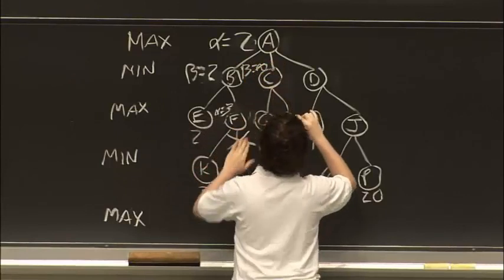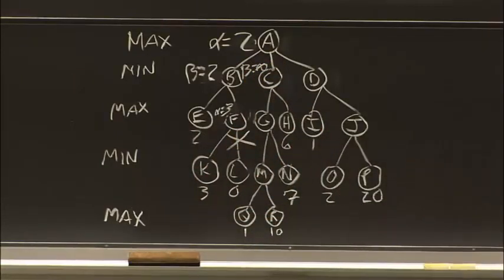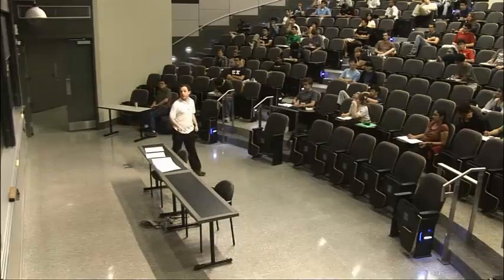This should be better erased. I think it's confusing people. Great. Okay, so beta is equal to infinity at C.